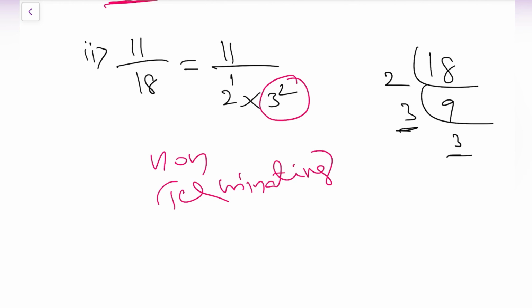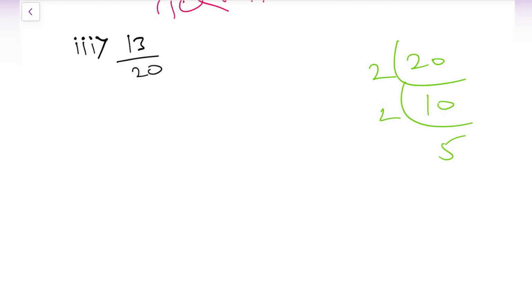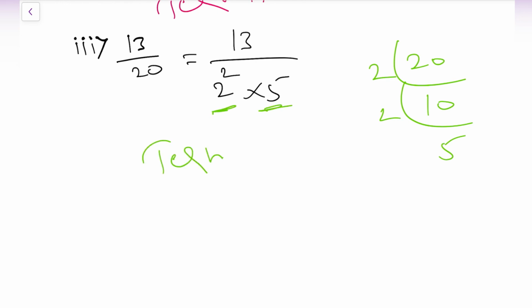Next, the third question: 13 divided by 20. If we observe this again, 20 is not in the simplest form, so first we need to do the prime factorization of it. 2 tens are 20, 2 fives are 10. So 20 can be written as 2 square into 5. As I already said, only 2, only 5, or 2 and 5. Here 2 and 5 are there. So that's why this is terminating.